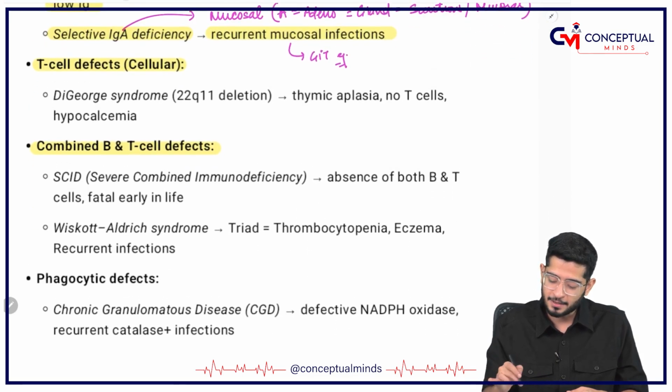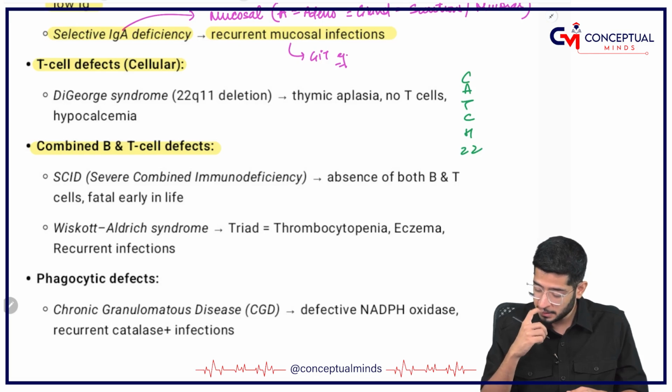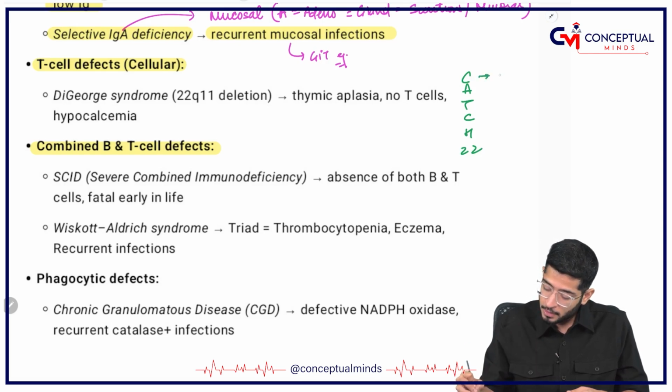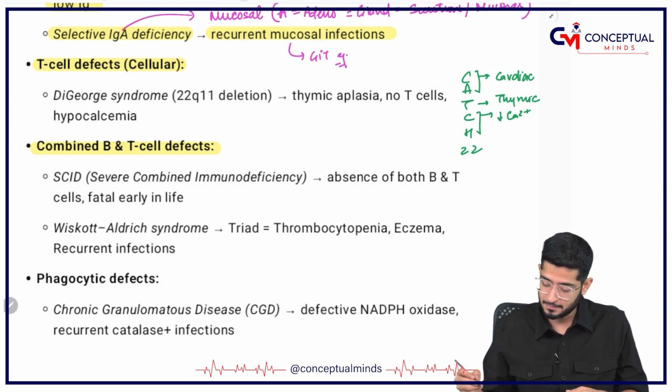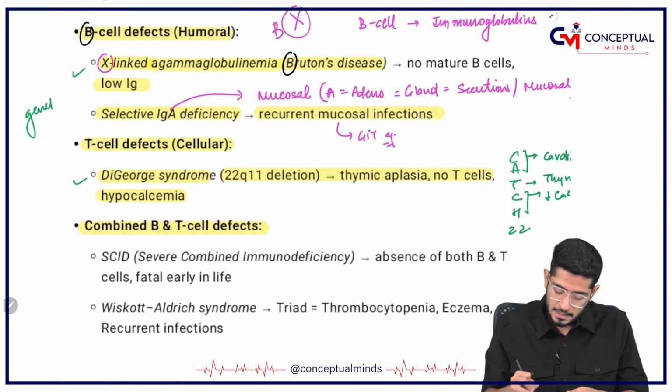Okay, coming on to T cell. So T cell, oh my god, everybody's favorite. The mnemonic is CATCH-22. All right, so what is CATCH-22? C for cardiac abnormalities. A for abnormal facies. T for thymic aplasia. C for hypocalcemia. H for hypocalcemia, right? And 22 means the 22q11 deletion is there. So this is because of DiGeorge syndrome. Can you see these both are because of genetic issues.